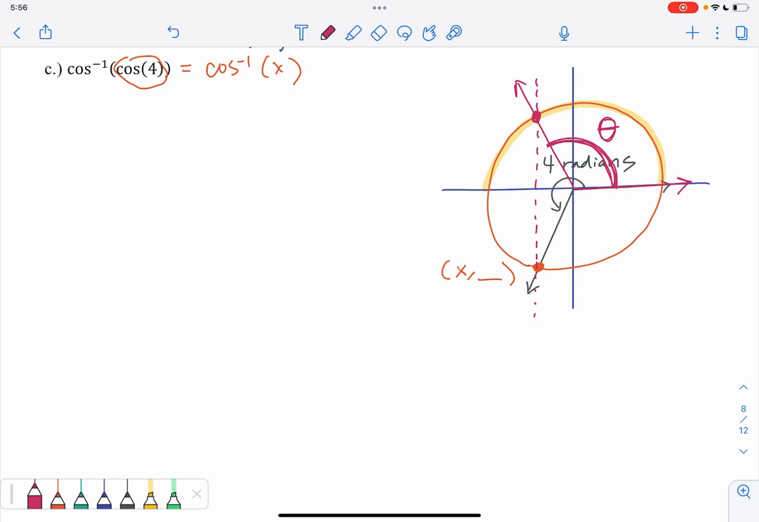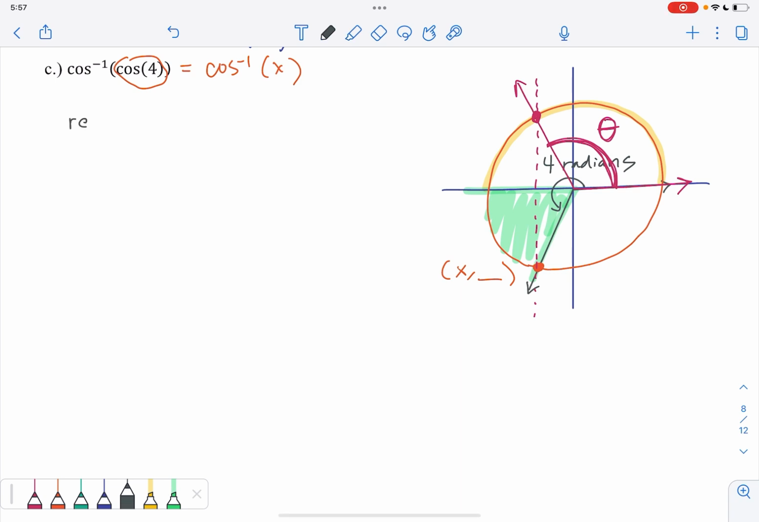Well, the best way that we can do that is with a reference angle. Okay, so what I'm going to do is draw in the reference angle of my original angle, 4 radians. So 4 radians is this angle right here. Its reference angle is formed by its terminal side and the closest part of the x-axis. So I'm just going to shade this in. So this is the size of the reference angle. Okay, what would its measure be?